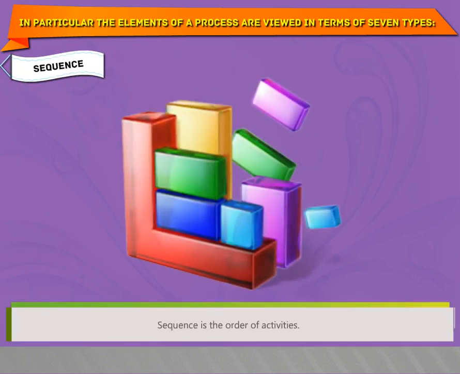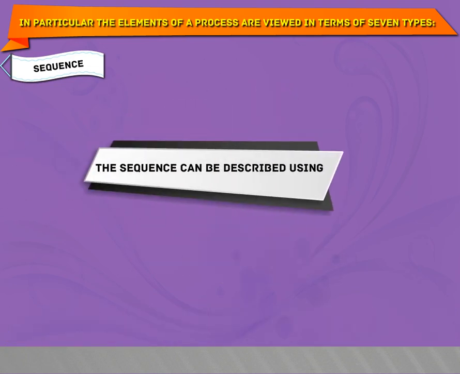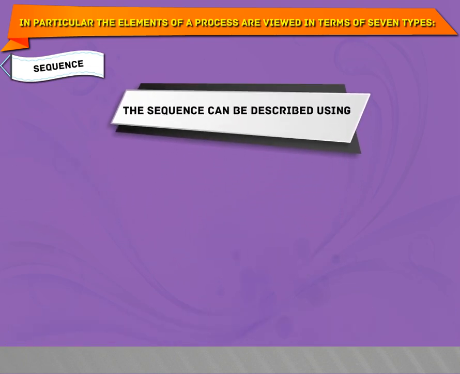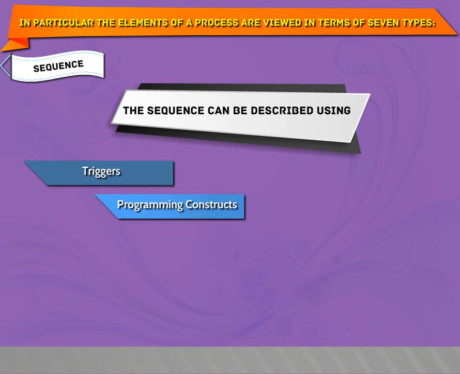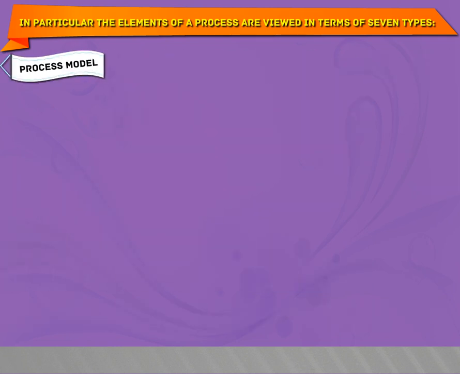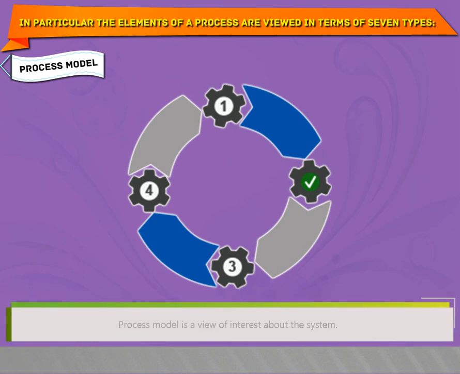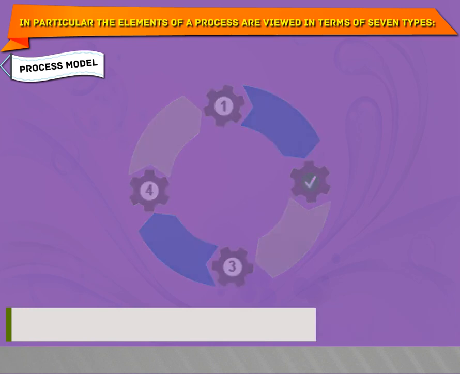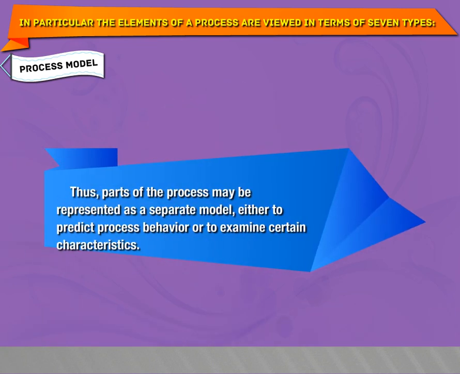Sequence. Sequence is the order of activities. The sequence can be described using triggers, programming constructs, transformations, ordering, or satisfaction of conditions. Process model. Process model is a view of interest about the system. Thus, parts of the process may be represented as a separate model, either to predict process behavior or to examine certain characteristics.